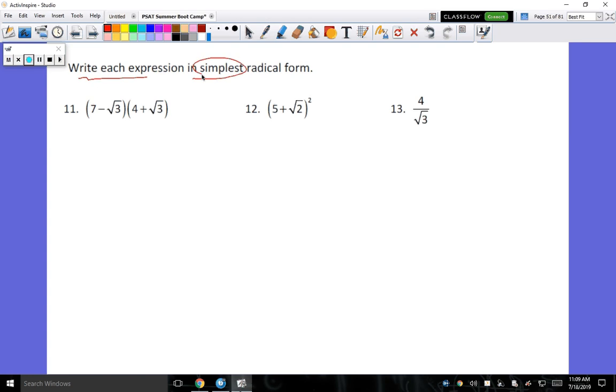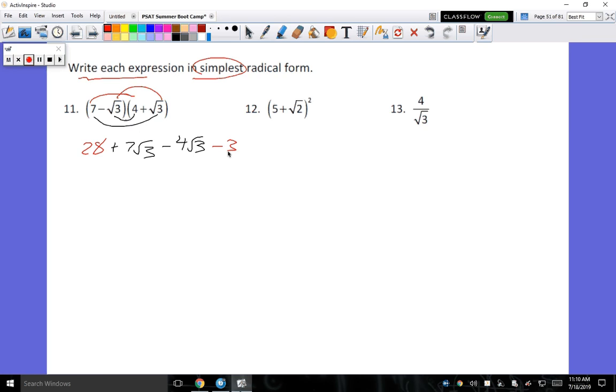Simplify the expression. We're just going to distribute this out, FOIL this out. Okay? So what's the first number that I write? 28. The second number? Either one. Plus 7 root 3. I'm only doing outside and inside with FOIL. Minus 4 root 3. And then the last number? Not 0. 3. Simple mistakes. It's okay. We're clearing them up.